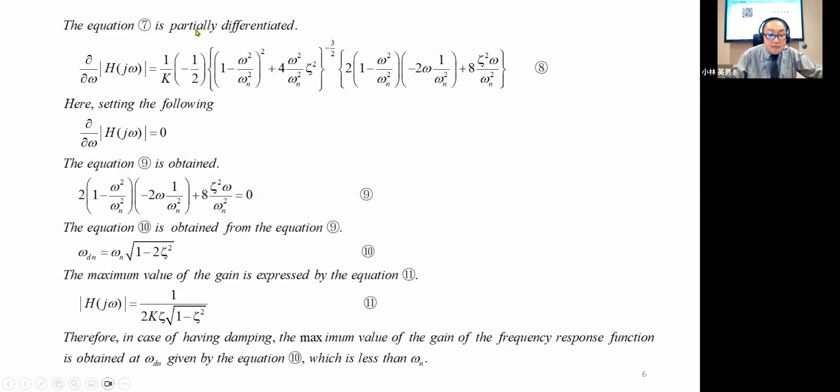So equation 7 is partially differentiated, and to know the maximum value of the gain, okay? By doing this one, the gain, the frequency response function, FRF, becomes this one, okay?